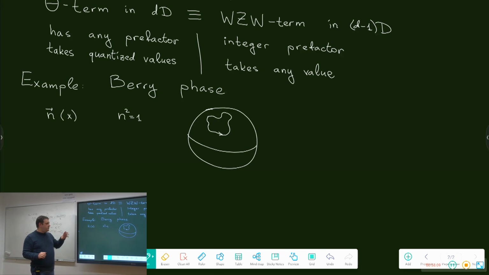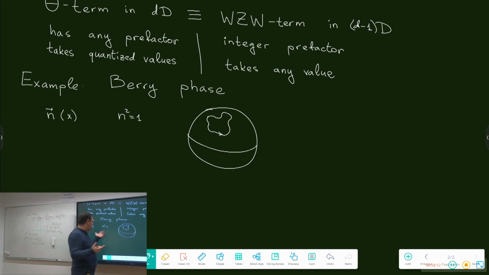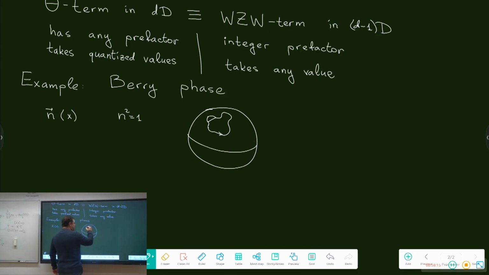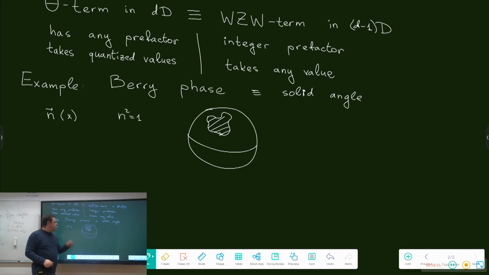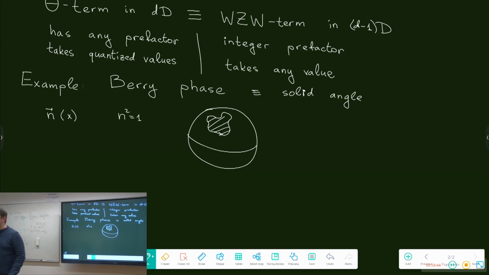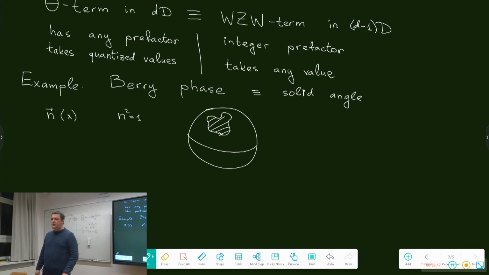So, Berry phase is a particular term that can be added to the action, which is the solid angle covered by this trajectory. Berry phase equals the solid angle covered by this trajectory. Berry phase is the WZW term in this theory. What are you trying to show? I am trying to illustrate how it happens that the theta term is quantized and the WZW term is not.